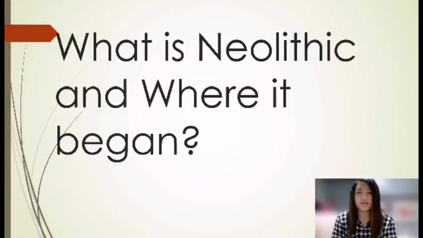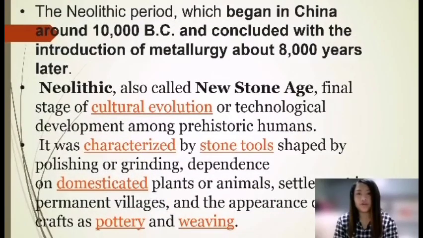So I will discuss what is Neolithic and where it began. The Neolithic period, which began in China around 10,000 BC and concluded with the introduction of metallurgy about 8,000 years later. Neolithic, also called New Stone Age, is the final stage of cultural evolution or technological development among prehistoric humans. It was characterized by stone tools shaped by polishing or grinding, dependence on domesticated plants or animals, settlement in permanent villages, and the appearance of such crafts as pottery and weaving.